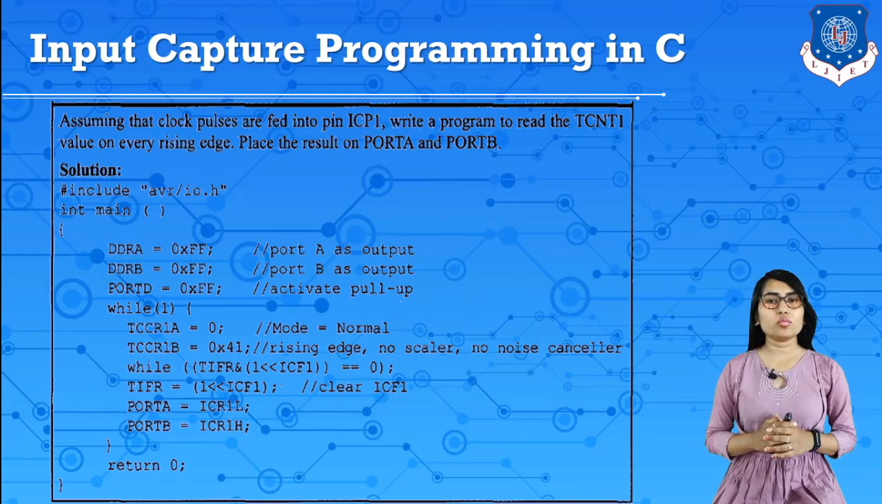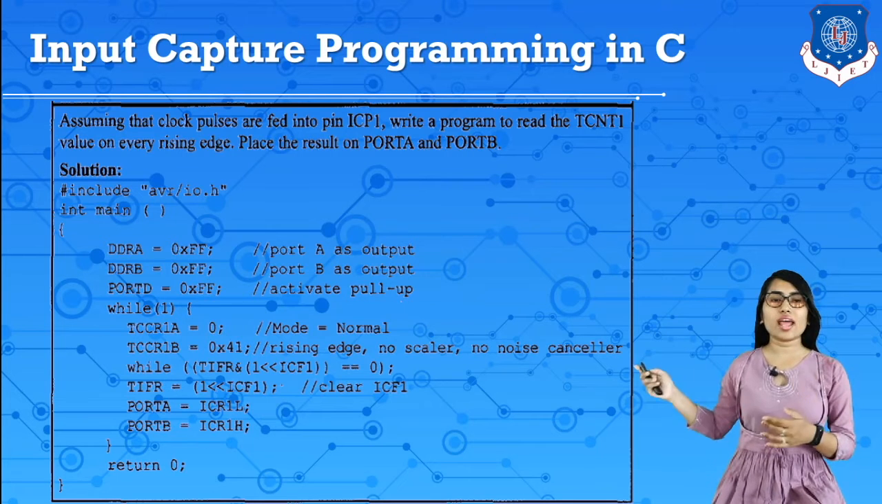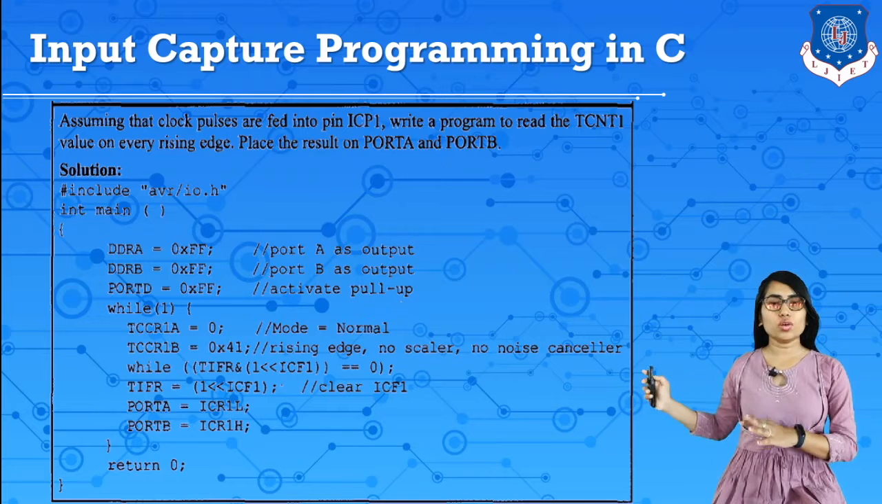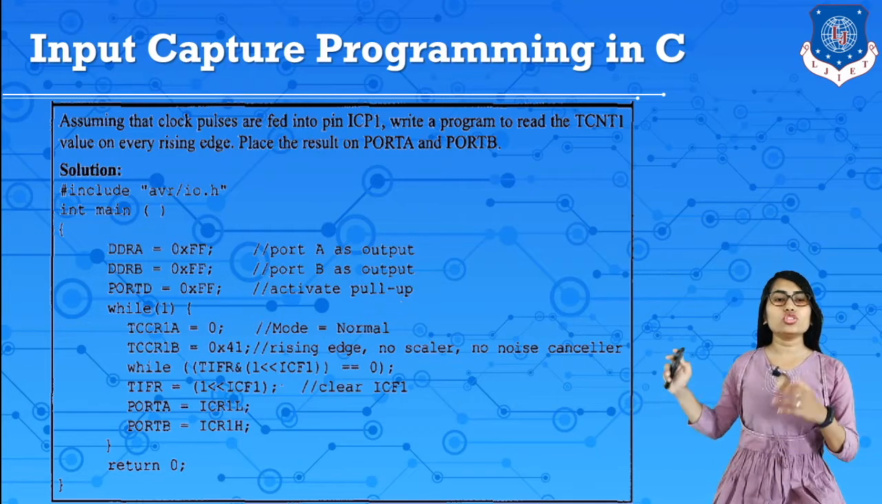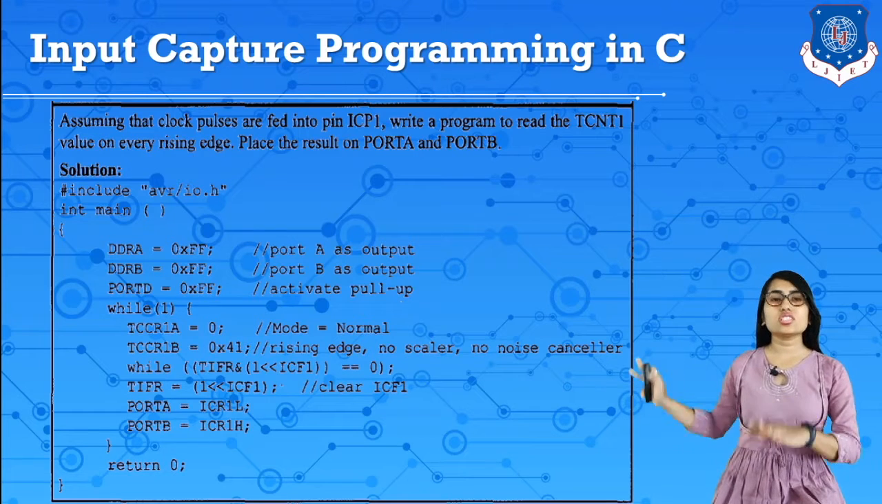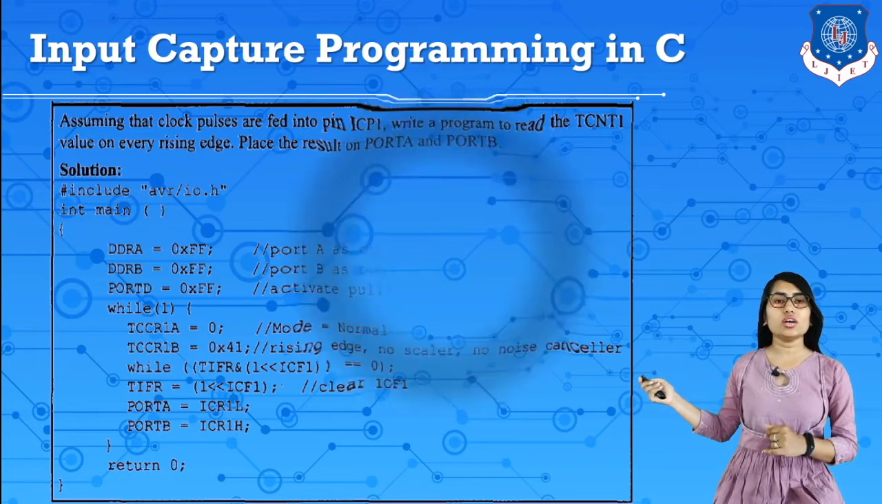Now the same program can be written in C. Make port A and port B outputs, and port D also as an output. Now TCCR1A is equal to 0, TCCR1B is equal to 0x41. Now while ICF1 is equal to 0, check the value of TIFR. If the TIFR ICF1 bit is equal to 1, then clear the flag and copy the values. Port A is equal to ICR1L, port B is equal to ICR1H. So this is how input capture programming can be done in C programming.